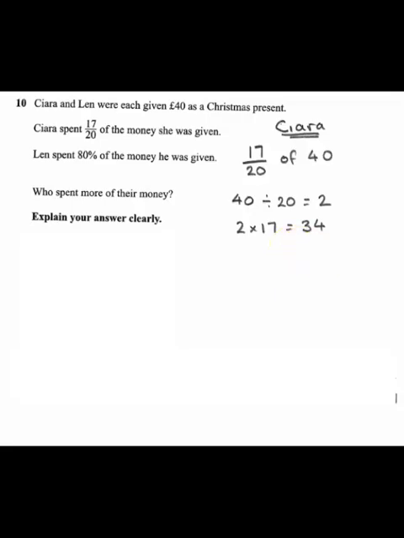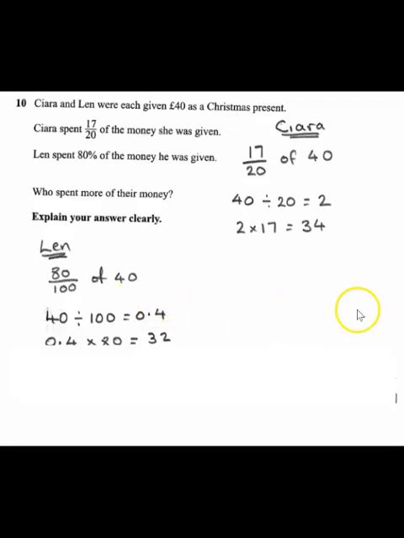So then we have to work out what Len spent. So it's 80% of 40 this time, and it's working exactly the same way. So 80% is represented as 80 over 100 of 40. So we have 40 divided by 100, which is 0.4. You can use your calculator to work that out. And then you multiply by 80, which is 32.